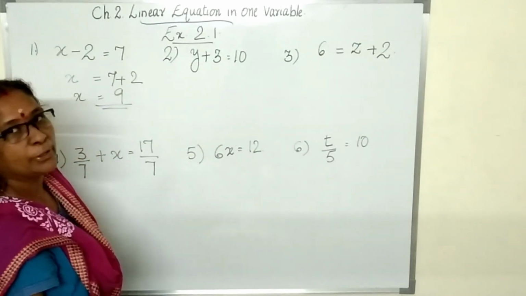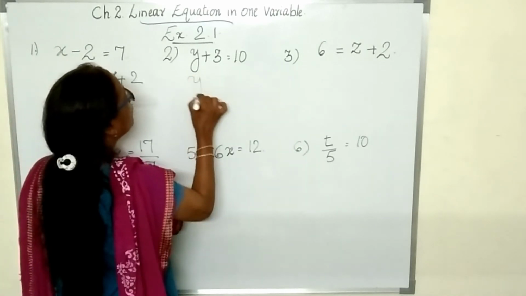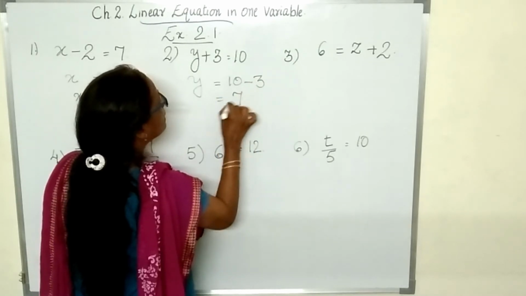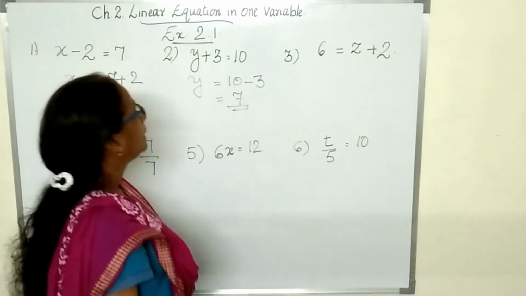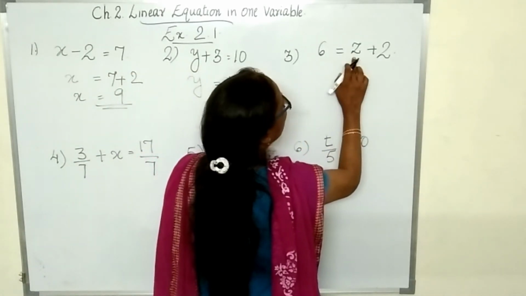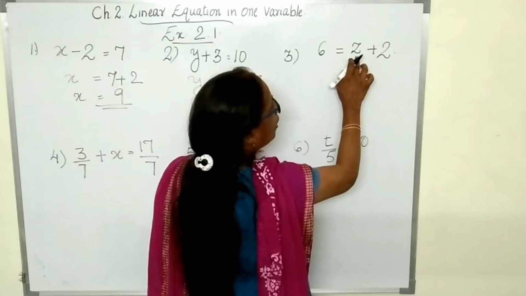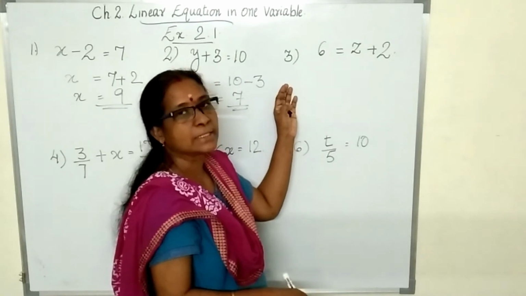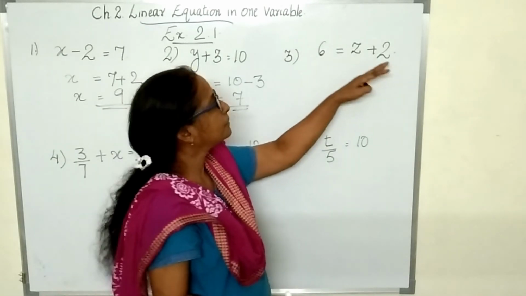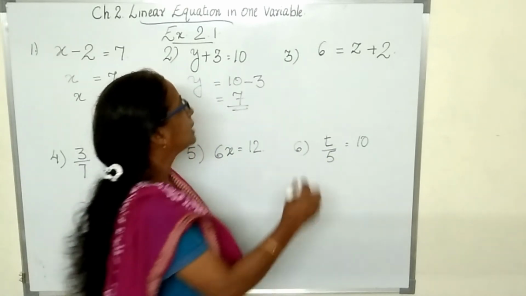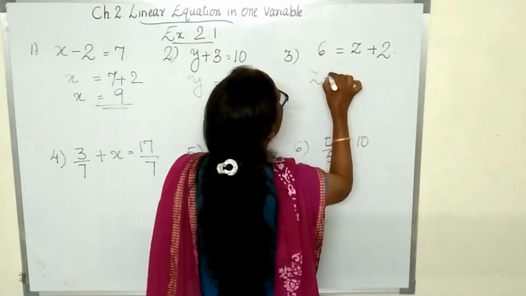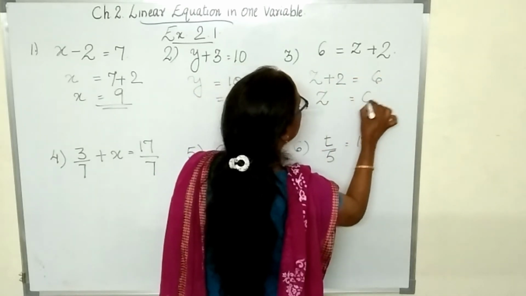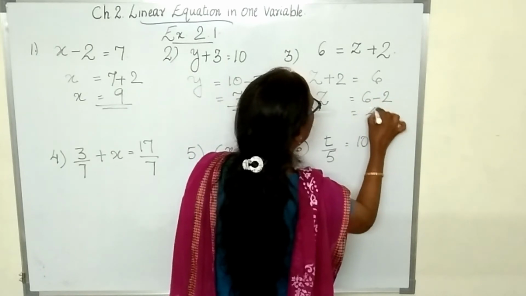y plus 3 is equal to 10. So what is y? y is equal to 10 minus 3. What is 10 minus 3? 7. Next, 6 is equal to z plus 2. Now, usually we write the variable on the left hand side. If you interchange both sides, there will be no change in the sign. See, z plus 2 is equal to 6. So z is equal to 6 minus 2, which is equal to 4.